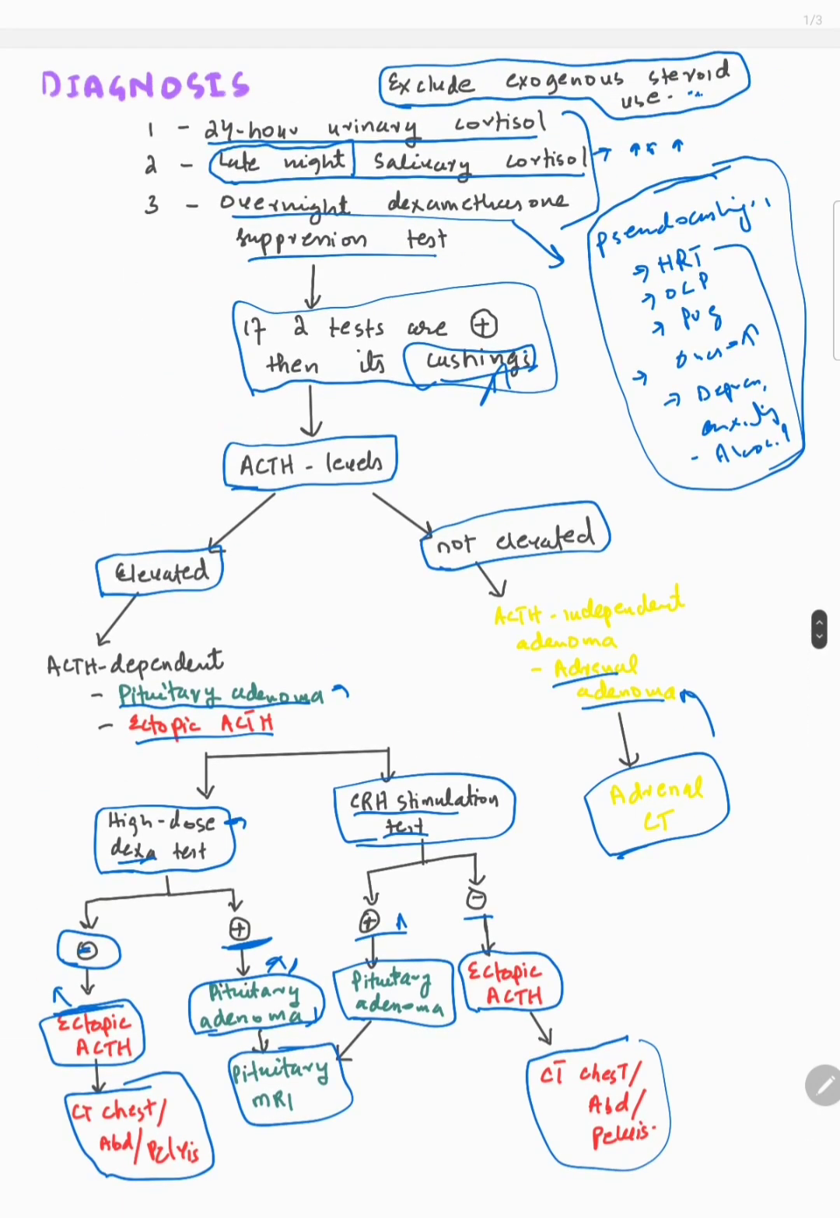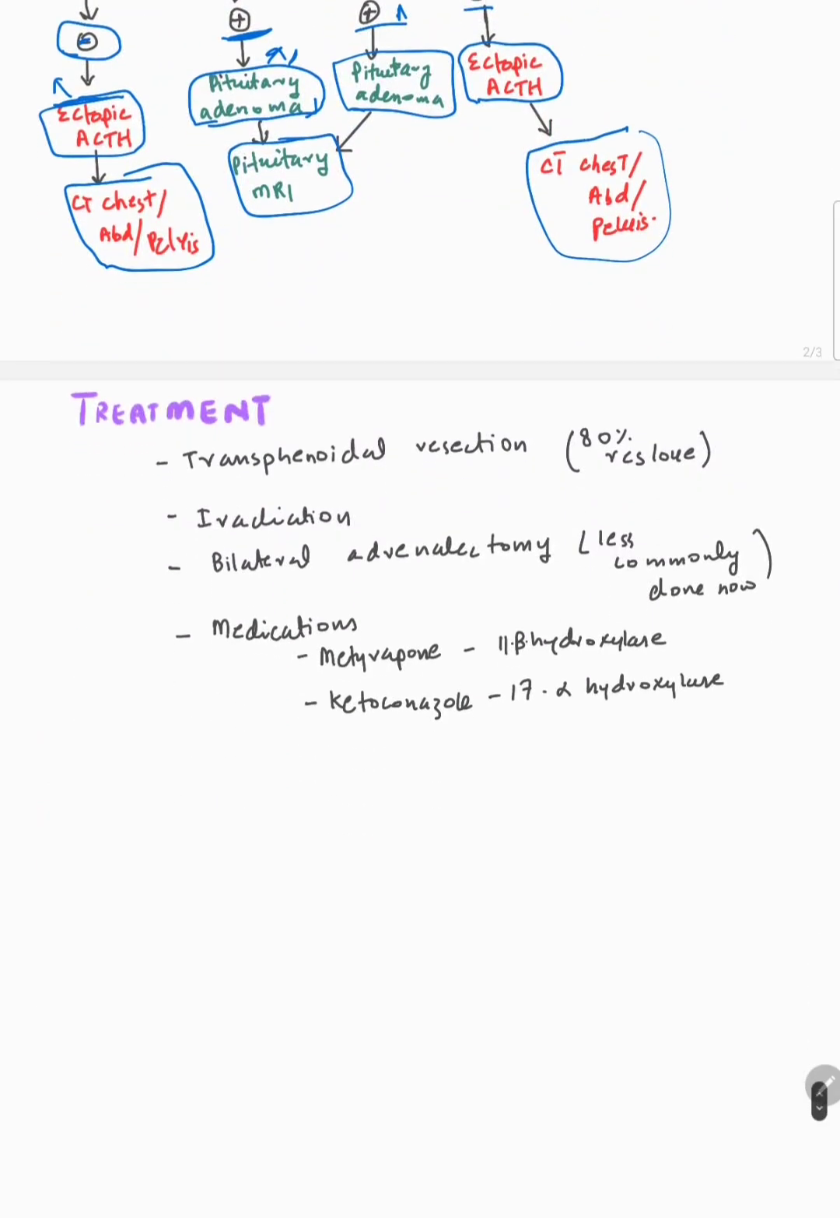So in summary, you just do these three tests, and if two are positive, then you can go for ACTH. If ACTH is elevated, then you should do the high dose dexamethasone suppression test or CRH stimulation test to know if it's ectopic or pituitary adenoma. If it is not elevated, most likely it's adrenal adenoma.